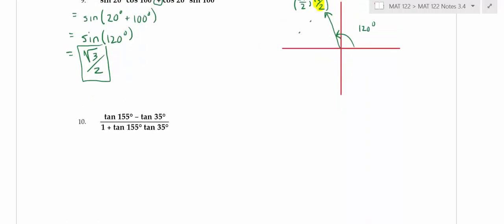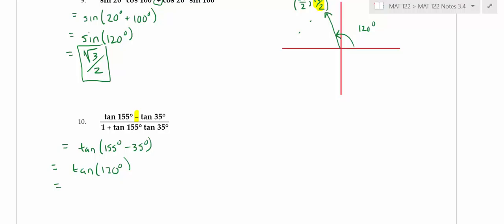Okay, all right, next problem would be done like this. The key is that that's a minus sign. So what that means is this is going to be the tangent difference identity because of that. So this is the tangent of 155 degrees minus 35 degrees. So that is the tangent of 120 degrees, which is nice because we already have 120 degrees up here.